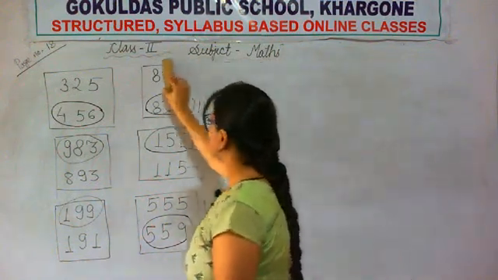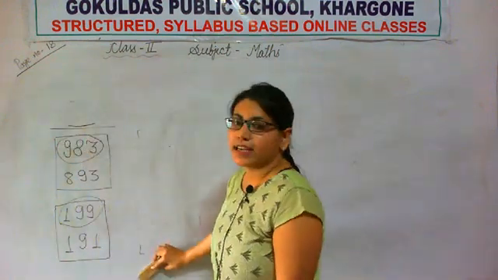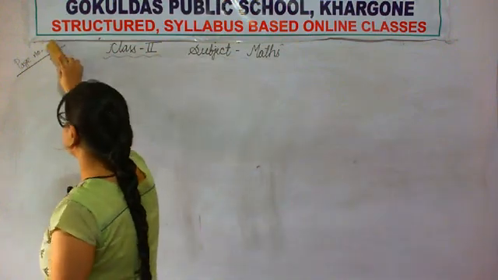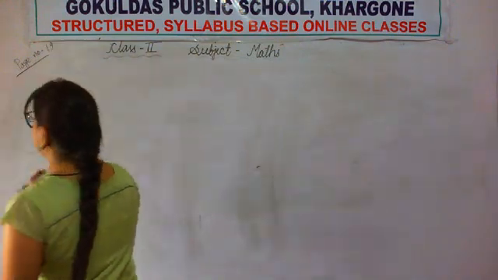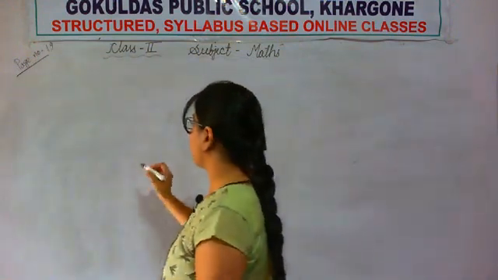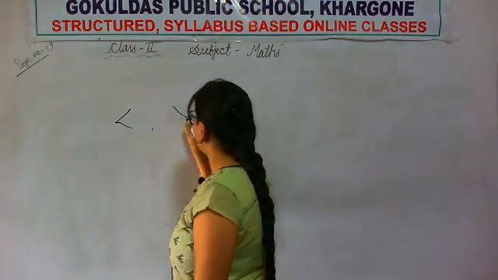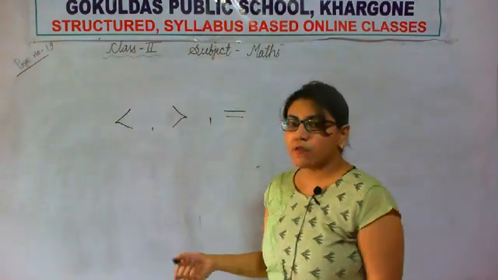Now in our previous lecture, we learned about 3 signs: the greater than sign, the smaller than sign, and the equal to sign. So let us have a quick revision of that too. Which sign is this? Smaller than sign. And this one, greater than sign. And this is the equals to sign.